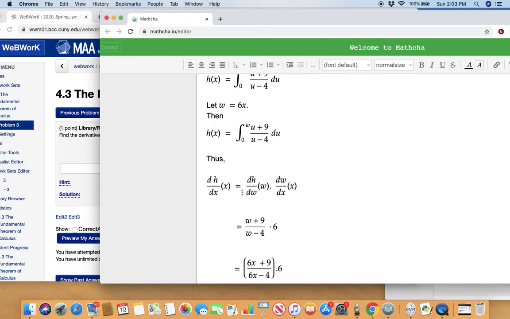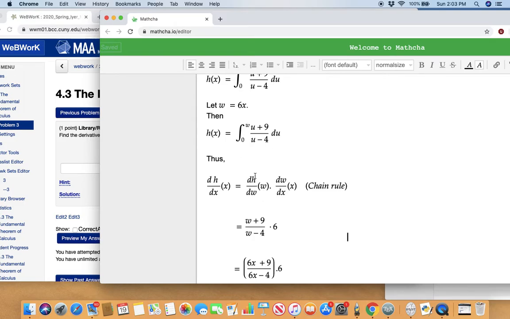Now, I want to take the derivative of h with respect to x. Here is where the chain rule comes in. So, this is the chain rule. What is the chain rule? The derivative with respect to x is the derivative with respect to some other variable and then the derivative of that variable with respect to x. This is the chain rule. I could have chosen any other variable, but I am choosing w because that's the one I used.